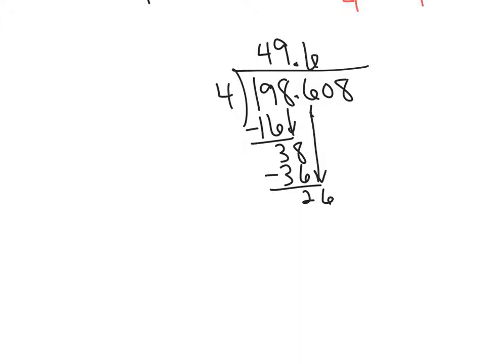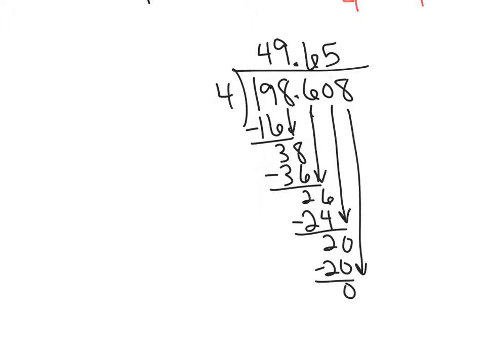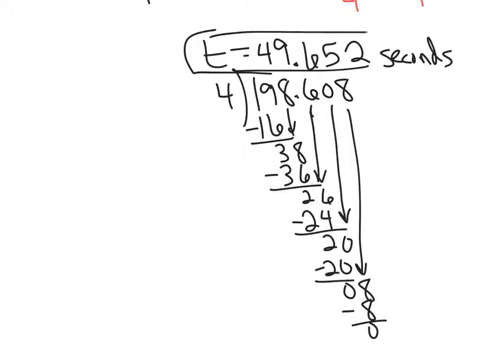So 4 times 6 is 24. Subtract, it is 2. Bring down the 0. 4 goes into 20 five times. And then 4 times 2 is 8. So what that means is each runner ran 49.652 seconds for their leg of the race.